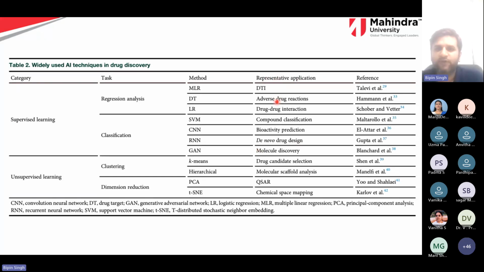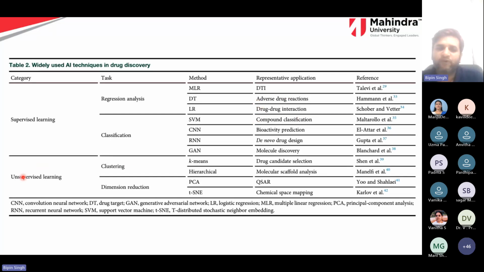It can be used for different kinds of applications in drug discovery, like you can design a molecule from scratch. You can predict whether a molecule is going to be highly active or low active. You can use it for classification purposes, predicting adverse reactions, and so on and so forth.